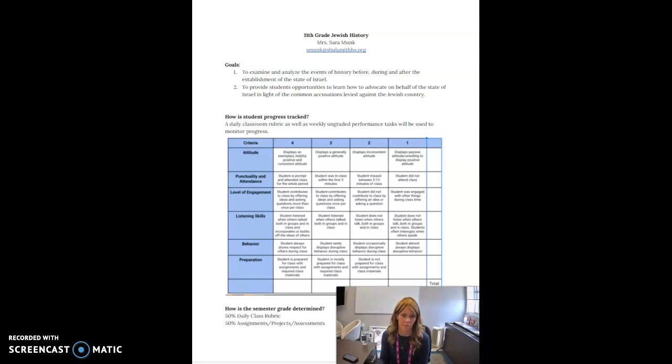The way that I grade for each semester, as you can see here on the bottom, 50% is daily classwork. This rubric will ultimately turn into 50% of their grade, and then 50% assignments, projects, and assessments. I'm not a big believer in tests for a class like this. It only meets a couple times a week. That's valuable time. I'd rather give smaller assessments, assignments, essays, source reading along the way, and grade them on that accordingly, and have some summative assessments at various points. But going home and memorizing dates and details is not really what we're trying to accomplish here.